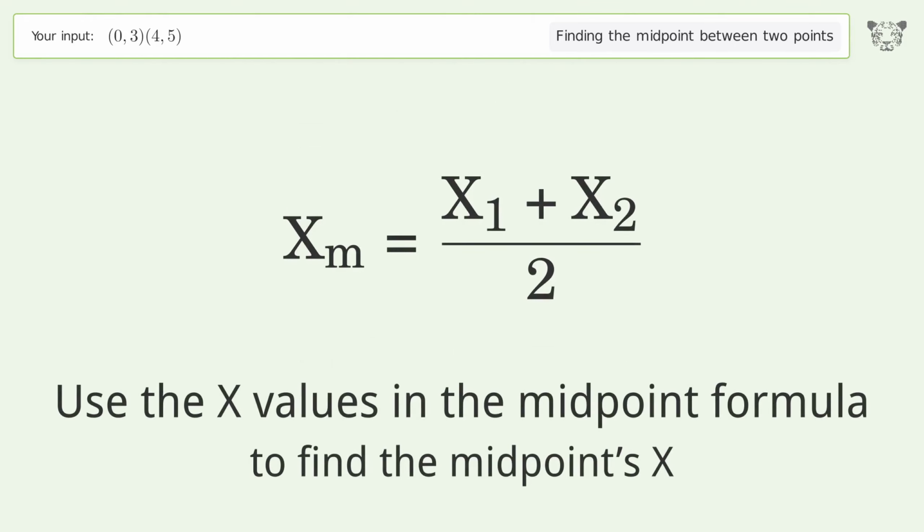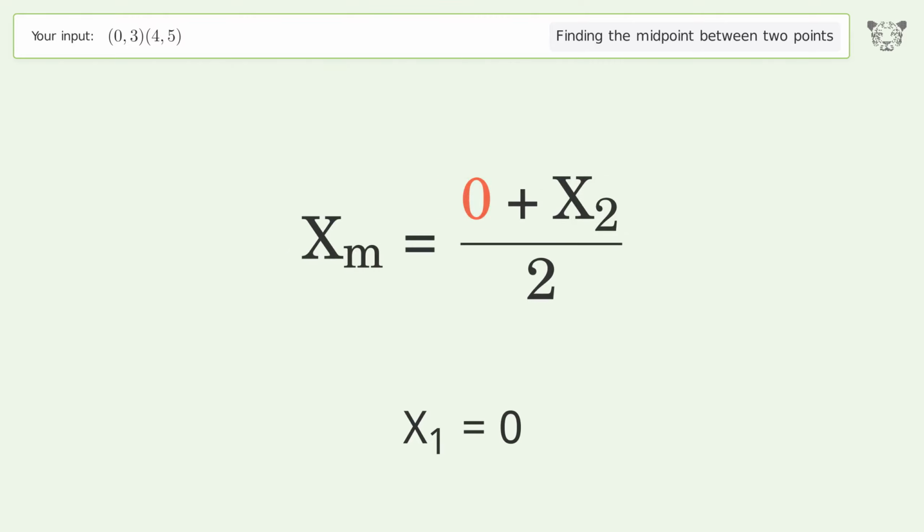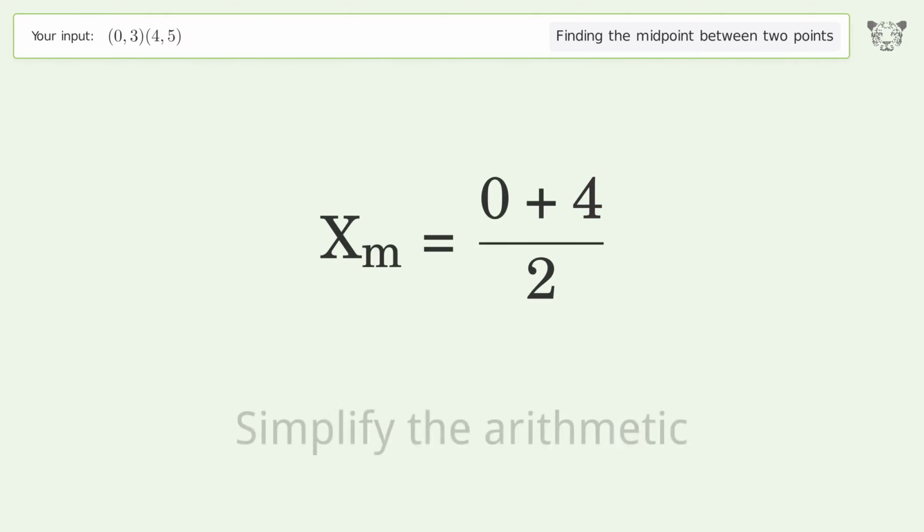Use the x values in the midpoint formula to find the midpoint's x. x1 equals 0. x2 equals 4. Simplify the arithmetic.